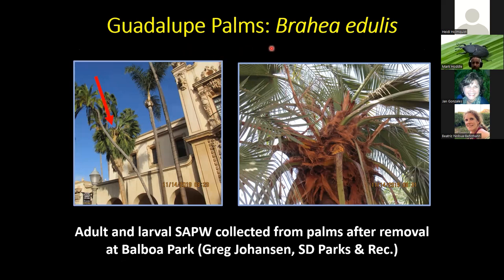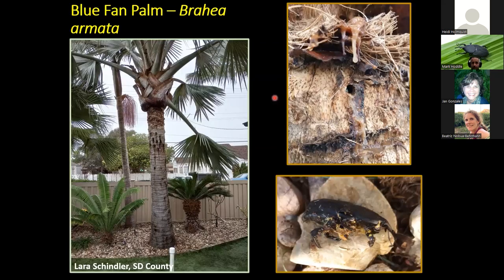So let's start with the Guadalupe palms. Brahea edulis is susceptible. This one was killed by South American palm weevil in Balboa Park. Blue fan palms, Brahea armata, are susceptible to South American palm weevil. You can see the damage here on the trunk oozing these liquids, which have a very distinctive odor. And then we were able to pull some adult weevils out of those galleries.